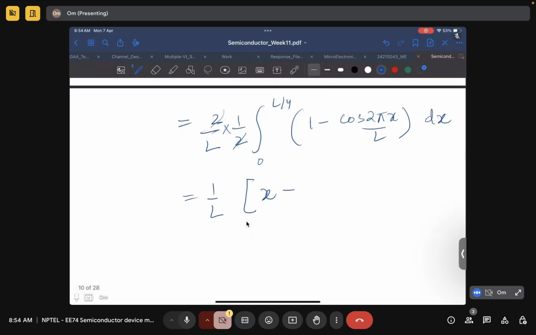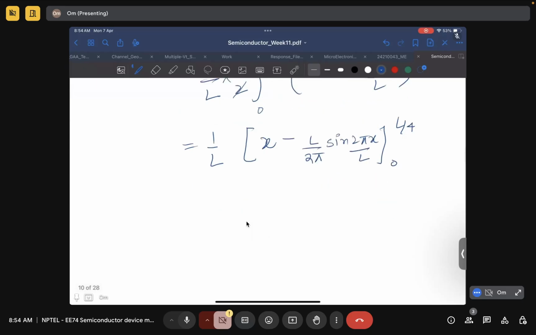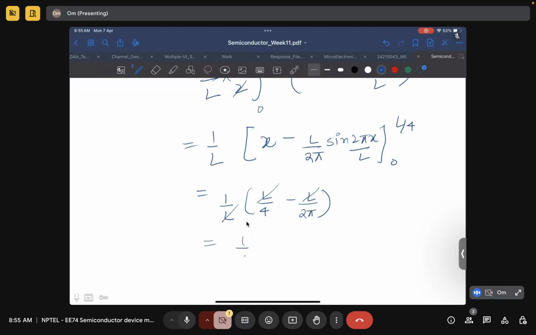So the integration of cos is sine 2 pi x upon L, and this constant L upon 2 pi. The limit is 0 to L by 4. We substitute this: L upon 4 minus L upon 2 pi. L will cancel. This is 1 by 4 minus 1 by 2 pi. And if you solve this, it will be approximately 0.09.